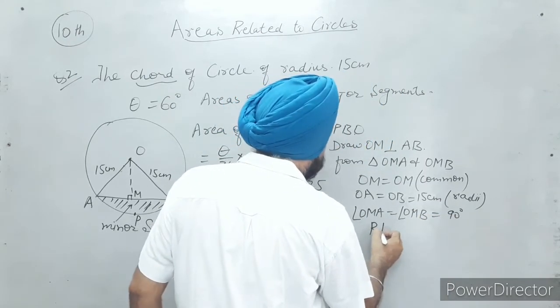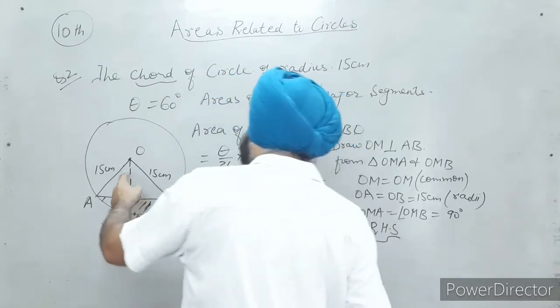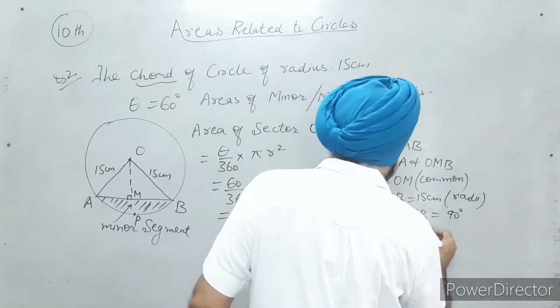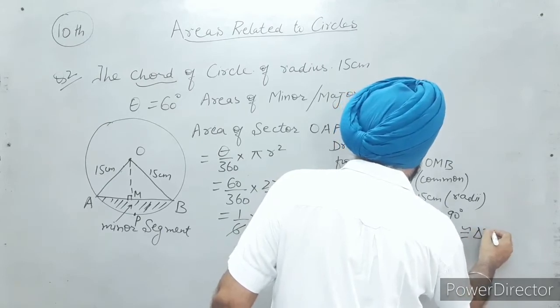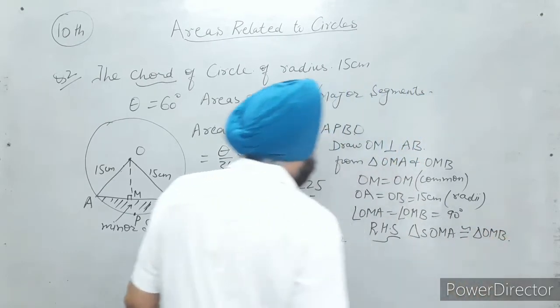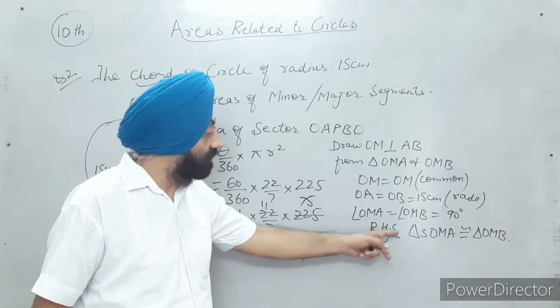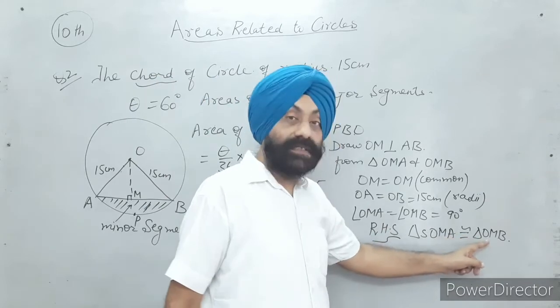So by the RHS criteria of congruence, triangle OMA is congruent to triangle OMB. Both the triangles are proved congruent using the RHS congruence criteria.